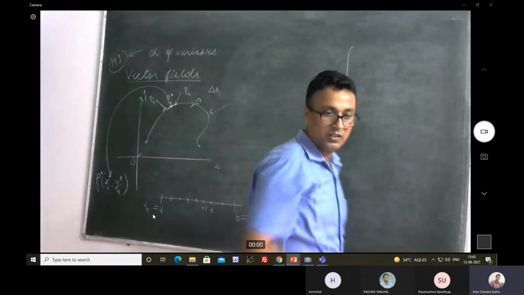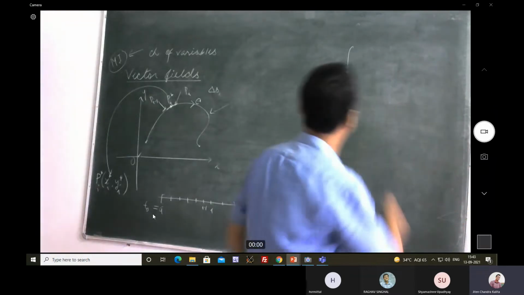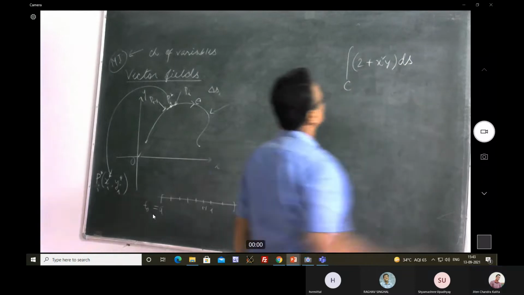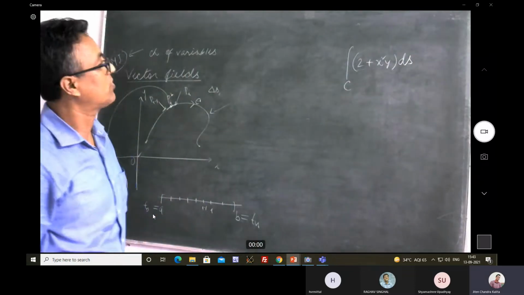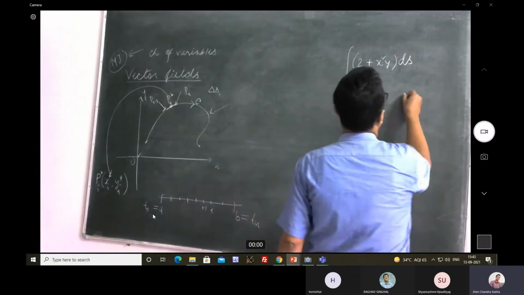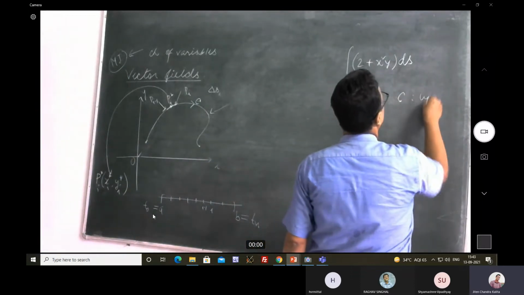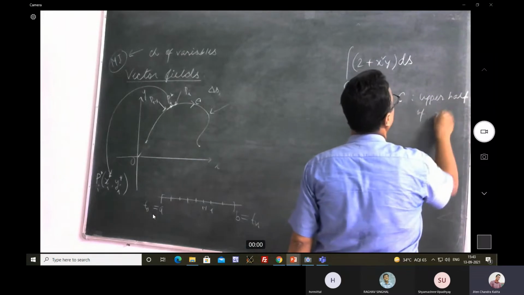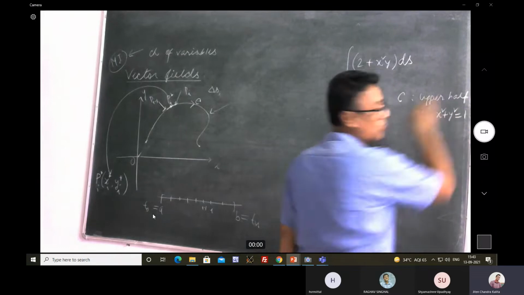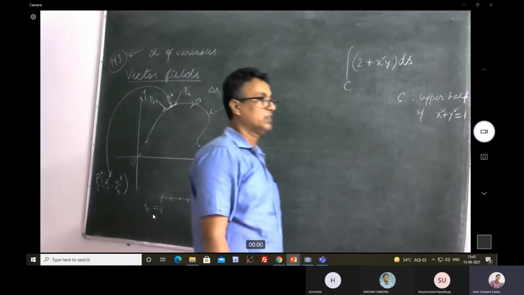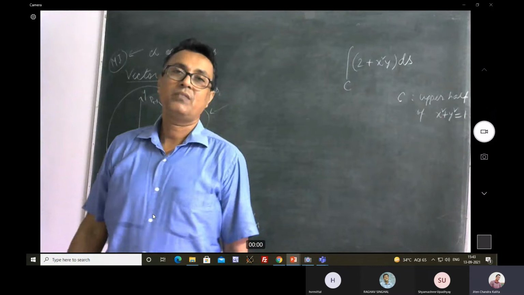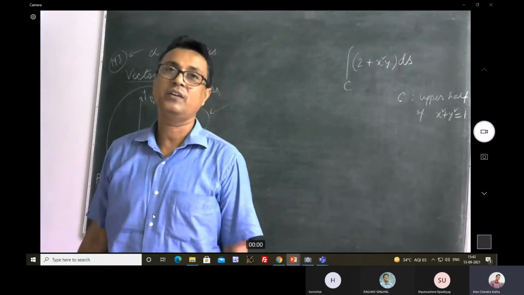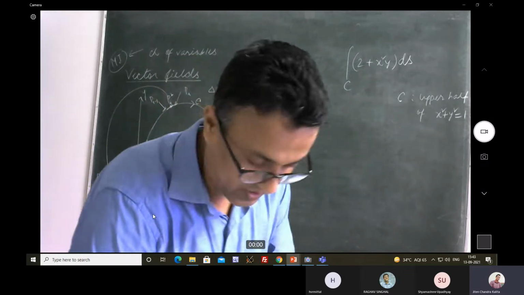Suppose you have to perform this line integral, where C is the upper half of the circle x squared plus y squared equal to 1. Whenever you think about this line integral, firstly you have to think about the parameterization. Okay, fine. So now it is pretty straightforward here.